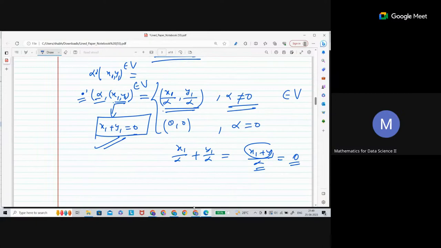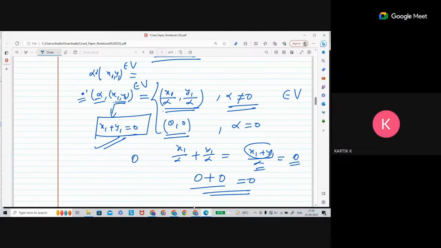Also, if alpha is zero, in that case you get zero, and once you add zero plus zero you get zero. So for any real number, whether alpha is zero or non-zero, this operation is closed, right?